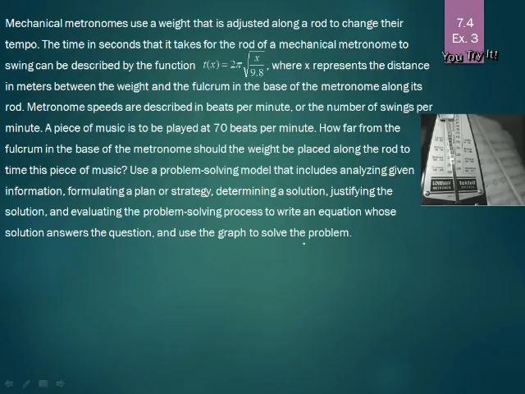Okay, so first, just analyzing this information, it gives us an equation where t of x is the seconds that it takes for the rod of the metronome to swing, and x is the distance between the weight and the fulcrum and the base of the metronome along that rod. And it tells us down here there's a song at 70 beats per minute, and that would be related to t of x, which is the time. Then how far should the weight be placed along the rod from that fulcrum, which we just saw was x. And so from that question, we're going to be trying to find x.